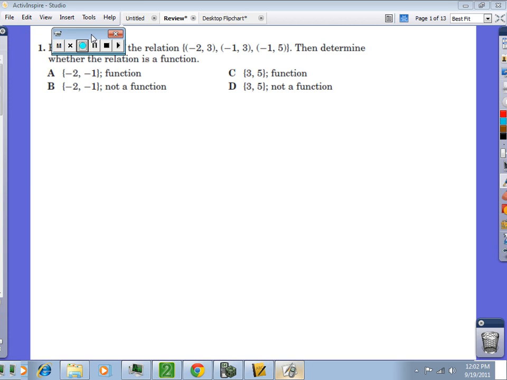All right, number one. Number one, find the range of the relation: -2, 3, -1, 3, -1, 5. Then determine whether the relation is a function.